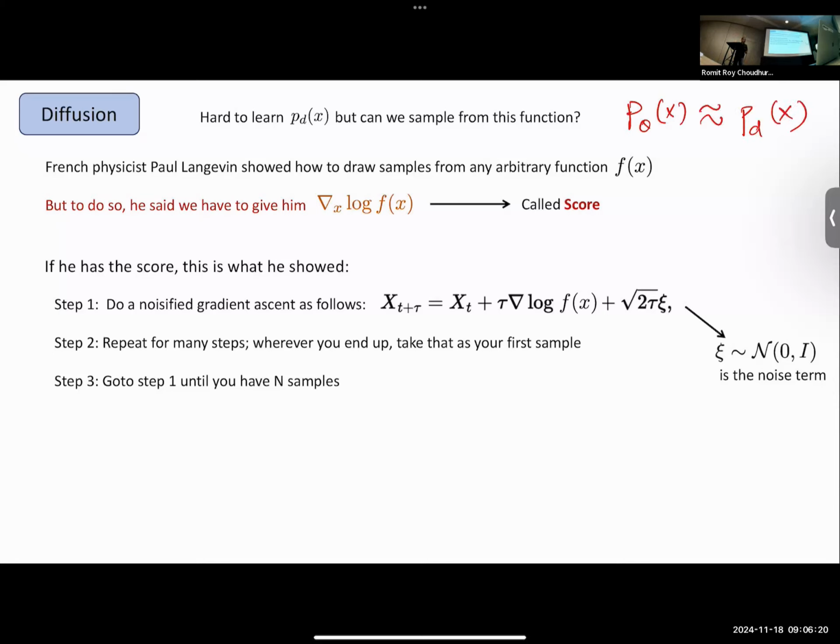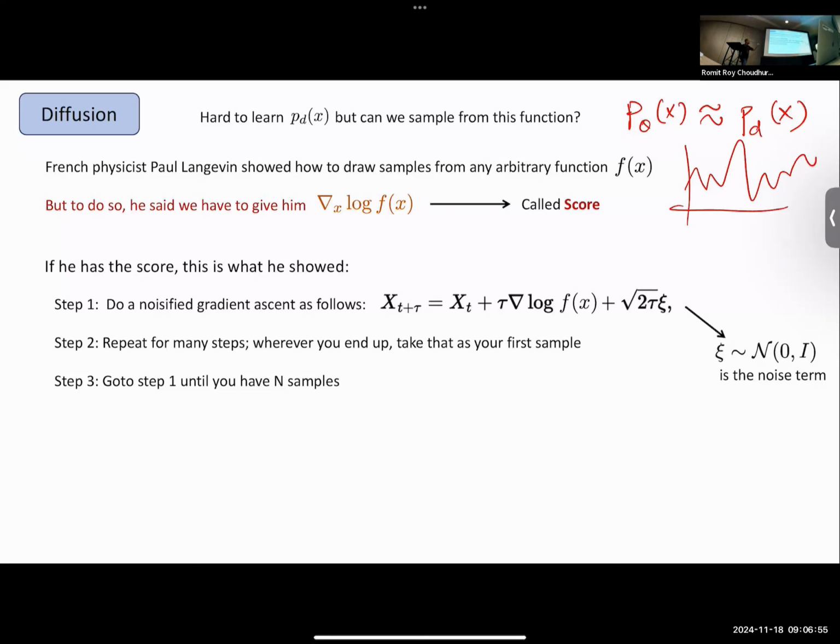So we want to sample from p_theta(x). What is theta? The neural network parameters. So this p_theta(x) is some complicated function that the neural network has learned, and we want to sample from it. It's not easy to sample from a complicated function. So here comes this French physicist, 1947, who says, I will show you how to draw samples from any arbitrary function f(x). Any arbitrary function.